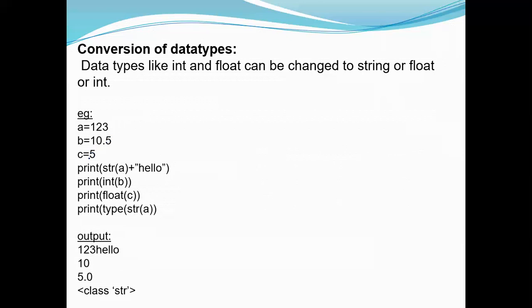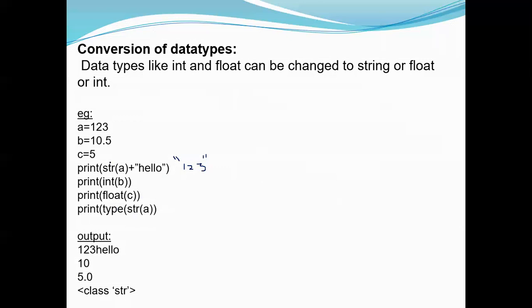Similarly, if I want to convert any data type to any other data type, what I can do is just call the particular data type. I say str of a. a is actually 123. If I say str of a, this 123 will become '123' in single quote or double quote. Single quote or double quote both mean the same. So I'm actually converting a number to a string. So if it becomes a string, the plus operator will now change from addition operation to concatenation operation. So it becomes 123 plus hello, that is 123hello.